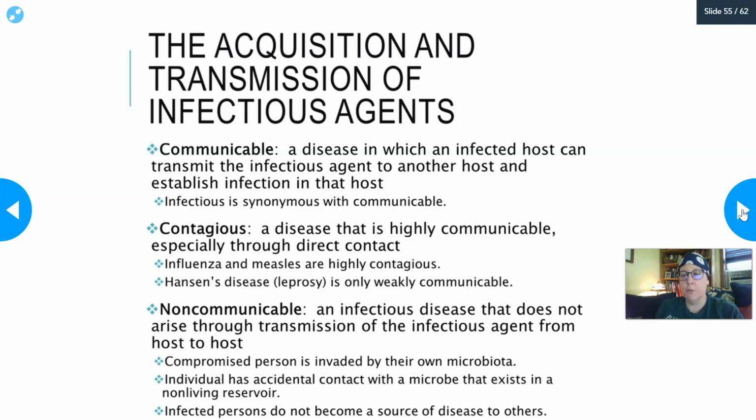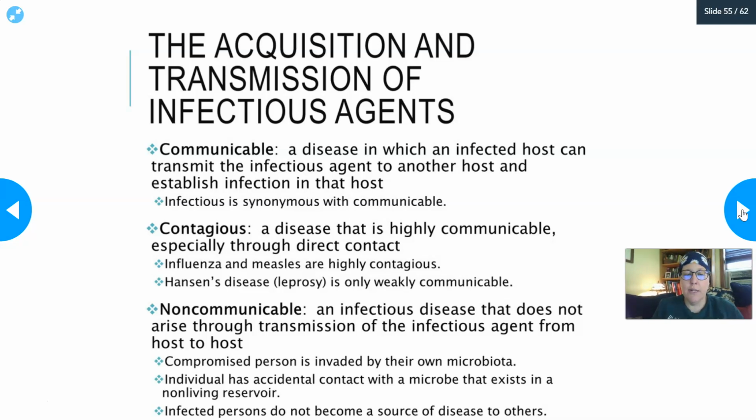Non-communicable is an infectious disease that does not arise through transmission of the infectious agent from host to host. Examples would be a compromised person that's invaded by its own microbiota. So a yeast infection, for example, in a patient who had antibiotics would be a kind of non-communicable. You're not going to spread it.